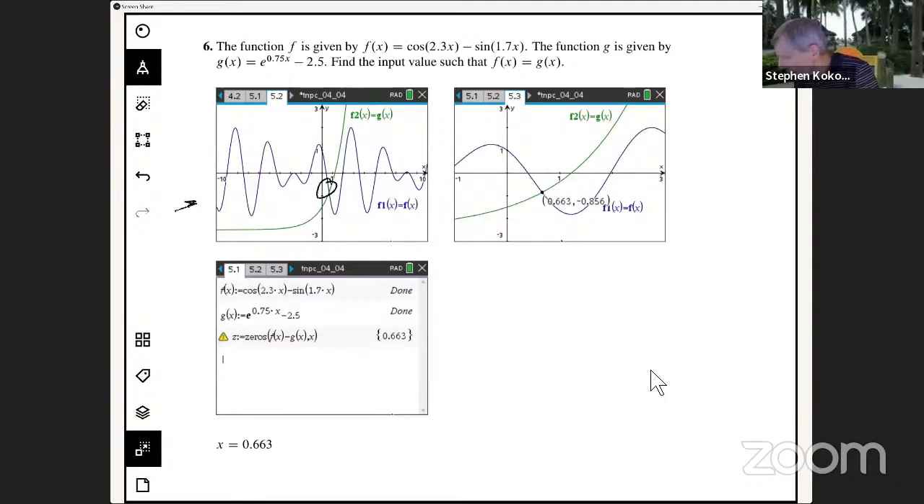I zoomed in a little bit. You can see my x min and my x max have changed a little bit, as well as my y min and y max, so that I could see that point of intersection a little bit more clearly. And on that graph screen, once again, I used the intersection command, and I found the value of x, the input value of 0.663, is the value so that f of x equals g of x.